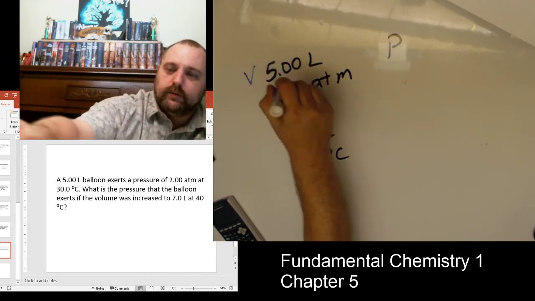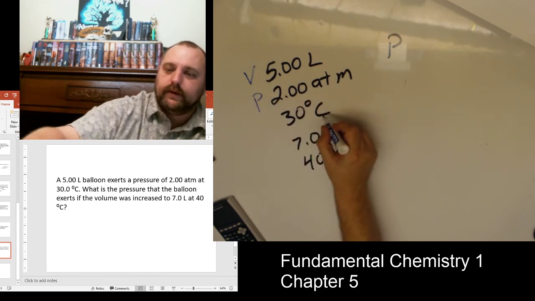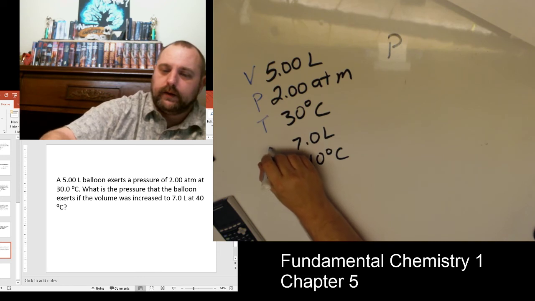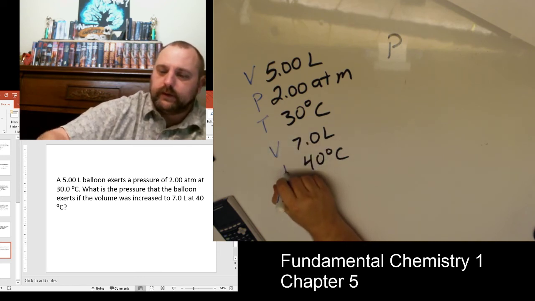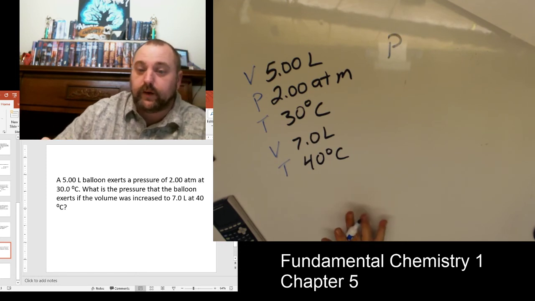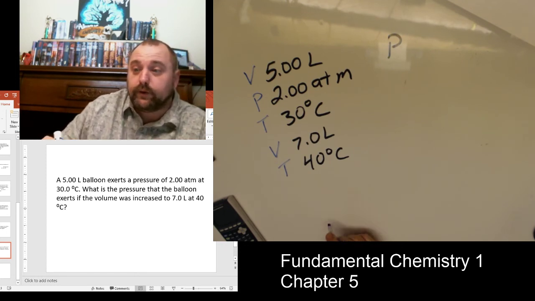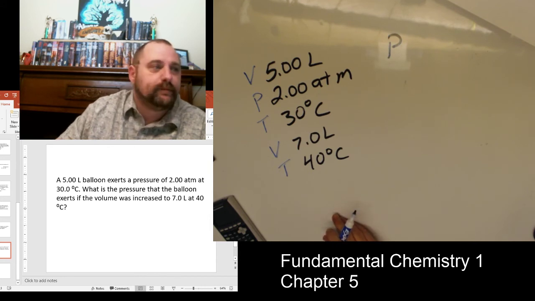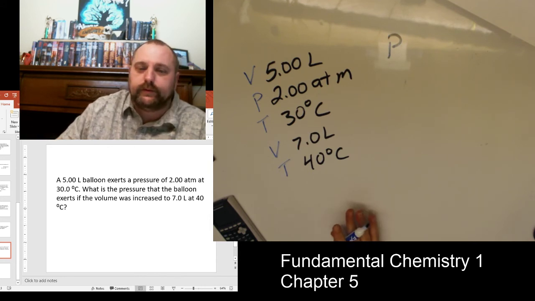Liters is volume, atm is pressure, degrees Celsius is temperature, and then we're doing pressure over there. All right, so I've got three variables, two of each. So this is the combined gas law. Three variables, two of each. So let's figure out which things go together.